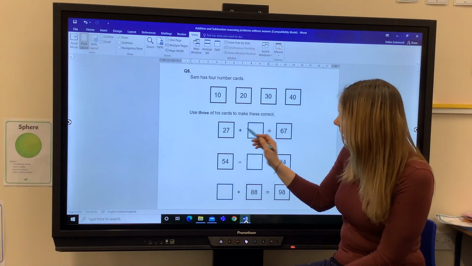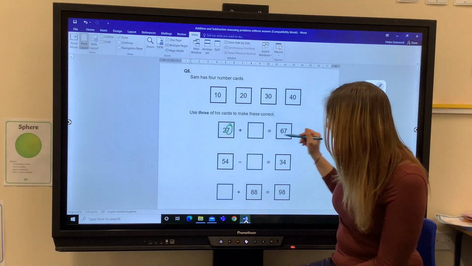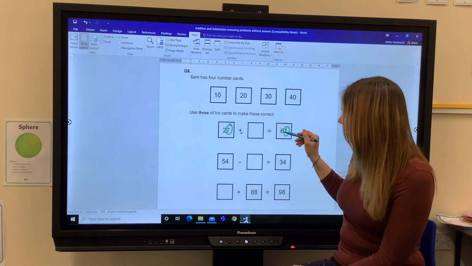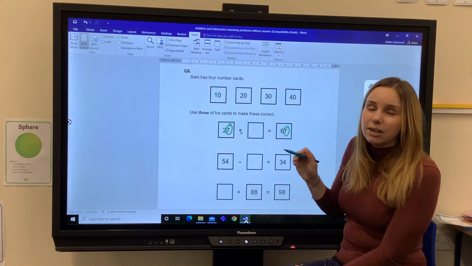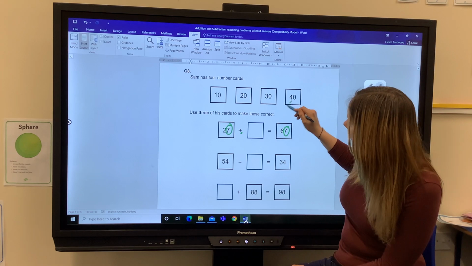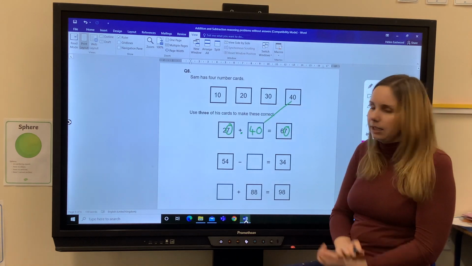So 27 add something equals 67. So I know we've got the same number of 1s, we're needing to add 20 to get to 60. Well, what goes with 2 to make 6? I know 4 goes with 2 to make 6, so 40, okay? 40, 27 add 40 equals 67.